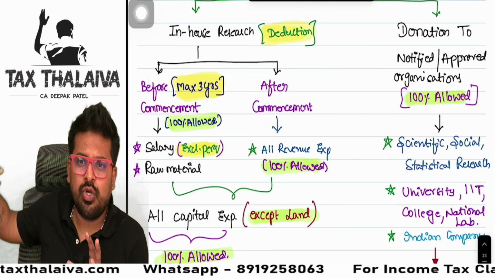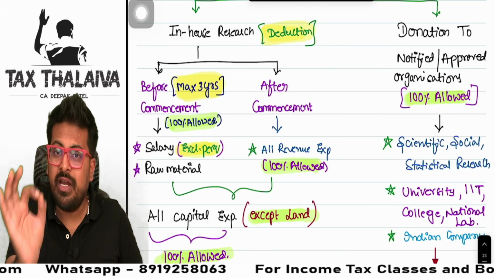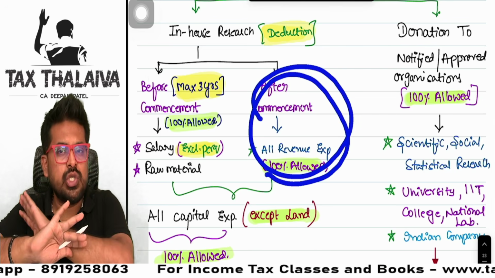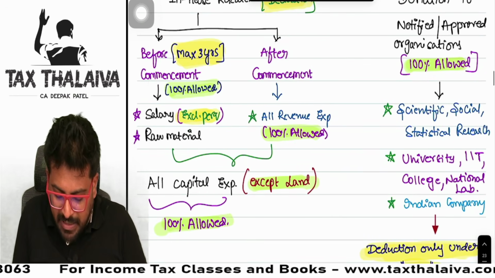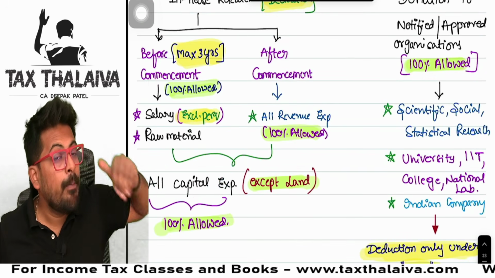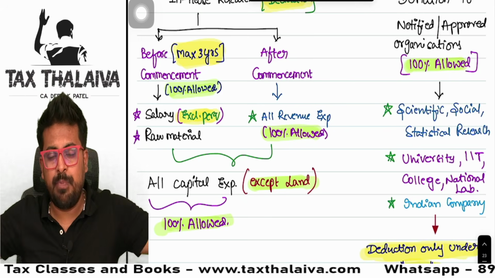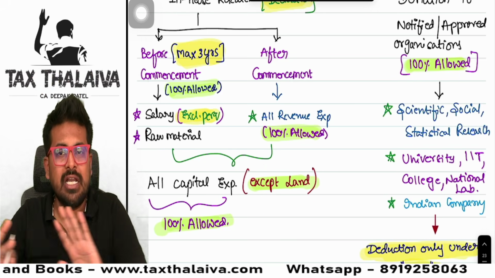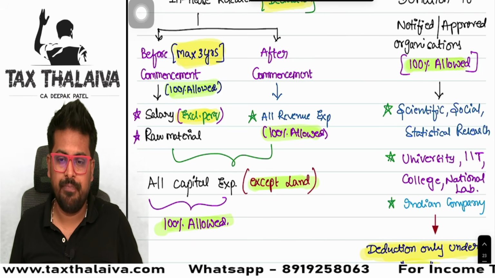But once you commence your business, whatever scientific research revenue expenditure you incurred, full 100% is allowed. There is no restriction at all. And when it comes to capital expenditure, whether it is before or after commencement, 100% of capital expenditure is allowed. But mind you, except land. Land is not eligible for claiming deduction under section 35 as expenditure.